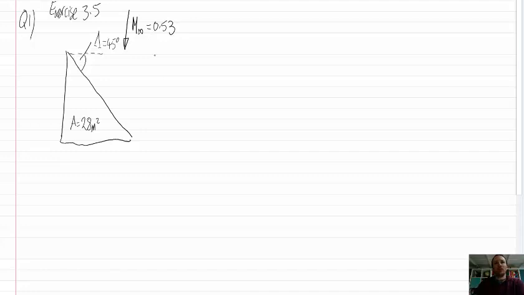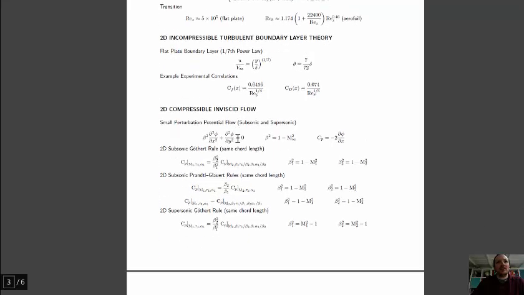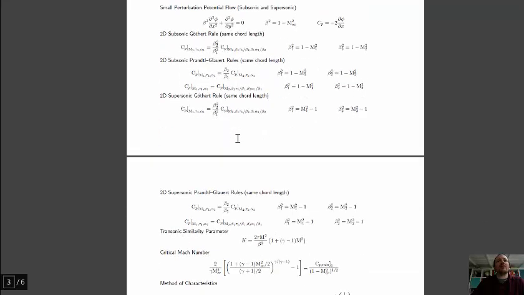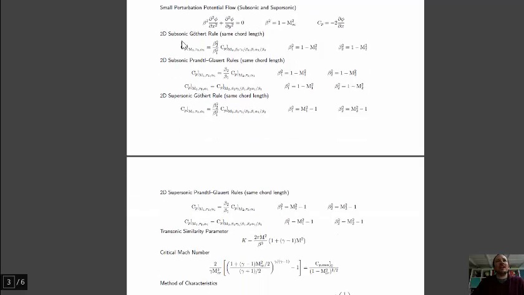So let's quickly jump across and have a look at the formula sheet that you have. I'm just going to bring this up on my screen. And we're already on the right page. So there's this section in the formula sheet, 2D compressible inviscid flow. There's the small perturbation equation, and then the correction factor rules, Gothard's rule and the Prandtl-Glauert rule. Now there's no right or wrong one you can use. Well, there are some wrong ones you could use.